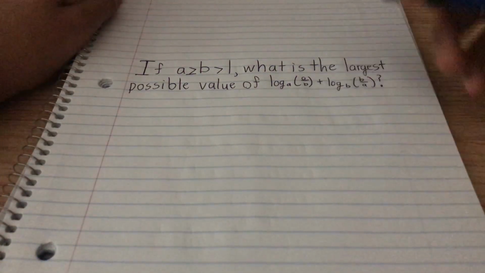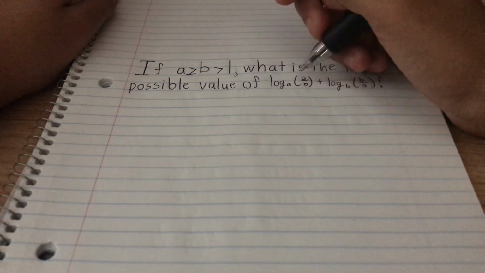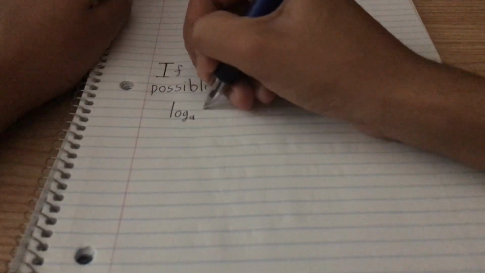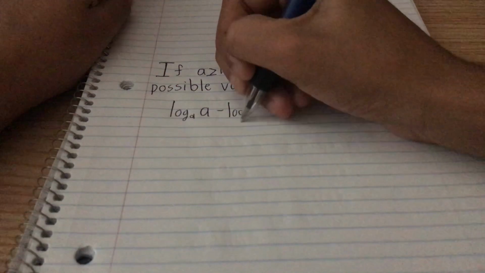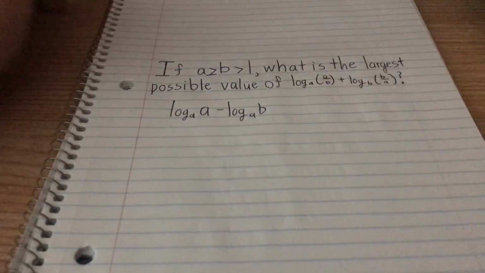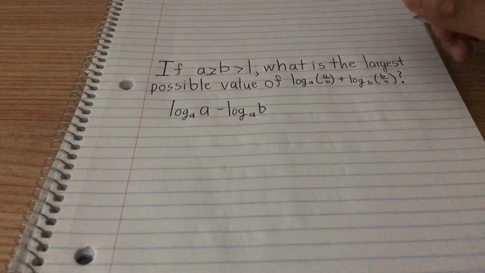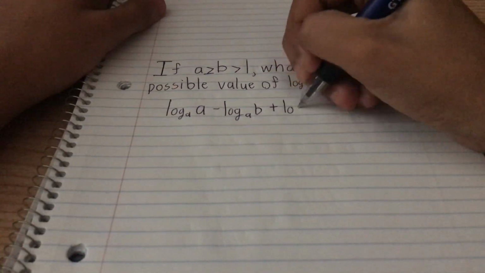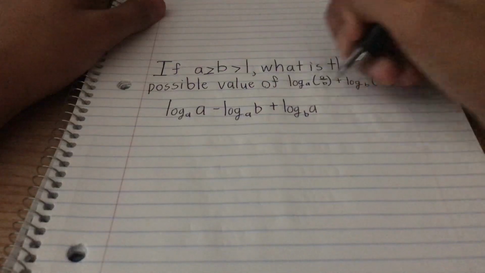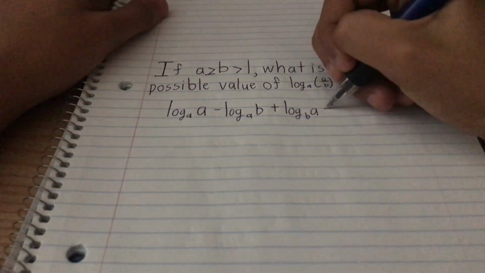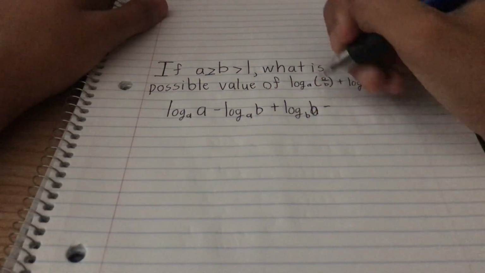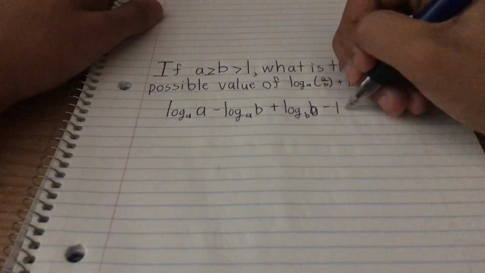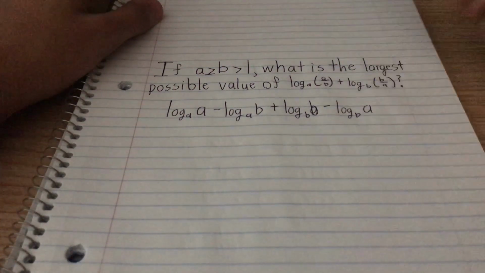Let's simplify this. Log base a of (a divided by b) is the same thing as log base a of a minus log base a of b. Those are just simple logarithm rules. And we can do the same thing for this one: plus log base b of b minus log base b of a.